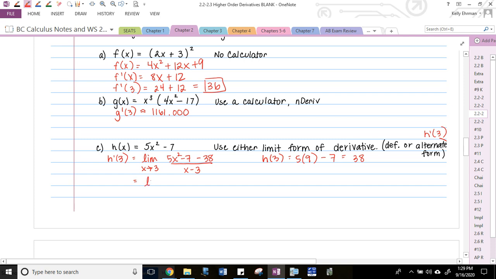Let's work on this a bit. Limit as x approaches 3 of 5x squared minus 45, so minus 3, equals the limit as x approaches 3 of, so this is going to be 5 times x squared minus 9, which will factor into x plus 3 times x minus 3. Those cancel. Since those cancel, it's now safe to do direct substitution. Drop your limit notation. 5 times 6 is 30. All right.